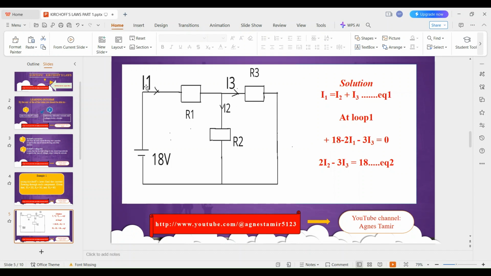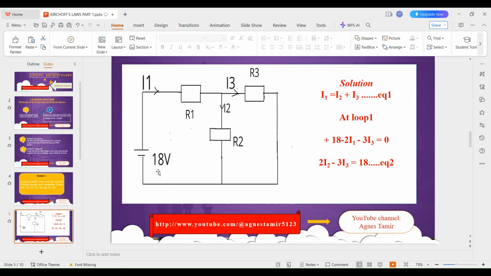We can see that I1 is flowing into this junction here, whereby it shall divide into I2 and I3. Therefore, the sum of I2 and I3 will give us the total current I1. And that is our equation number 1, whereby I1 is equal to I2 plus I3.